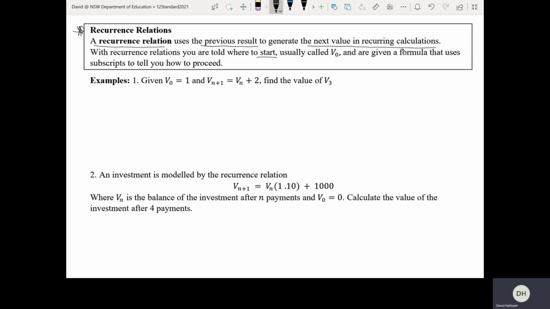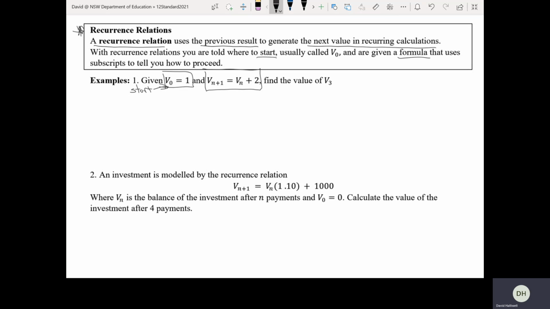And then you're given what we call a recurrence formula that uses subscripts to tell you how to proceed. So let's show an example to try and explain what we mean. Given V naught is 1, remember that's your start. This is telling you that we're starting off with the number 1. And then we're given the recurrence relation V sub n plus 1 equals Vn plus 2. Find the value of V3.